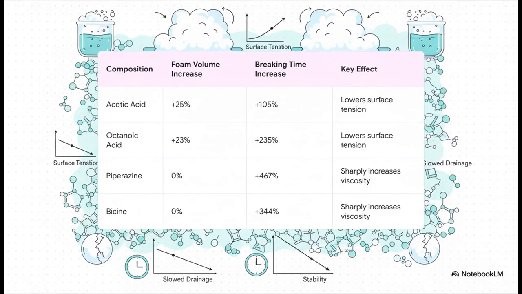And this data is just fascinating. Look at the different impacts here. You have things like acetic acid, which mainly just increase the foam volume by messing with surface tension. But then you look at piperazine and bicine. They don't really increase the amount of foam at all. Instead, they have a devastating effect on foam stability by jacking up the solution's viscosity, which means the liquid drains out of the bubble walls much more slowly.